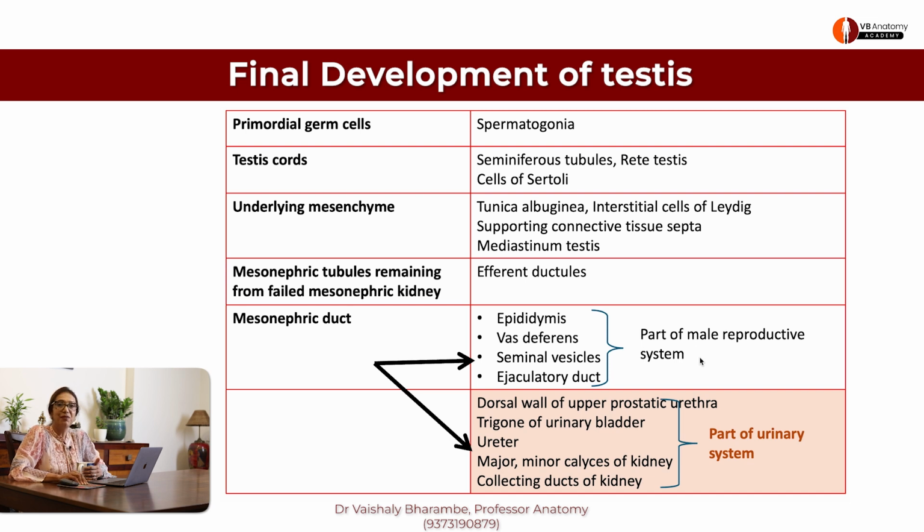Funnily enough, mesonephric duct does a lot. Mesonephric duct gives rise to epididymis, vas deferens, seminal vesicles, part of prostate, ejaculatory duct. It also contributes to the urinary system. I won't discuss it, I've kept it here. You can always pause the video and read it.